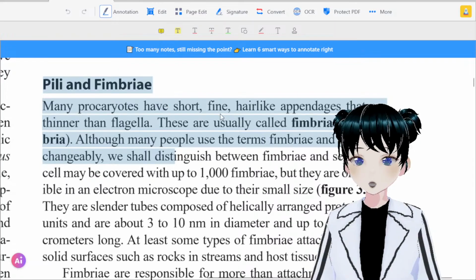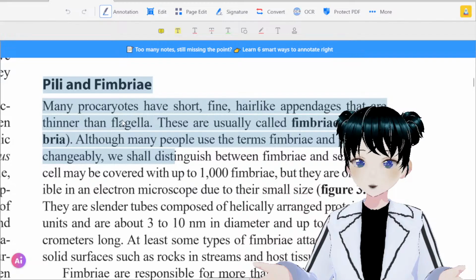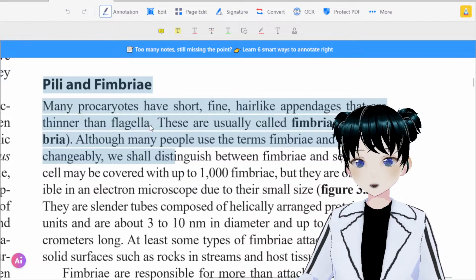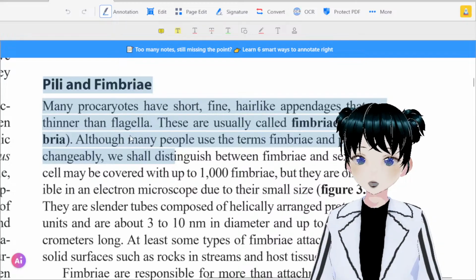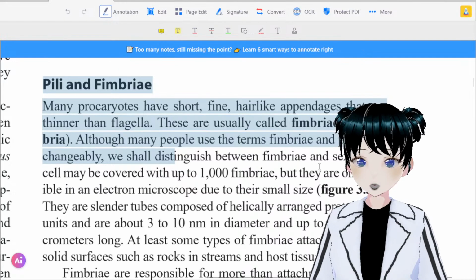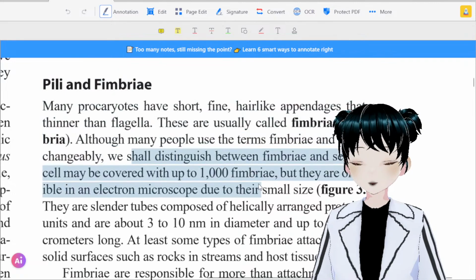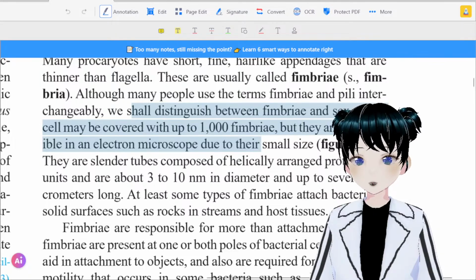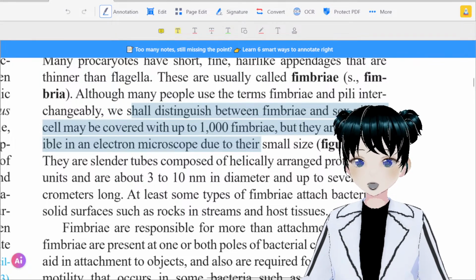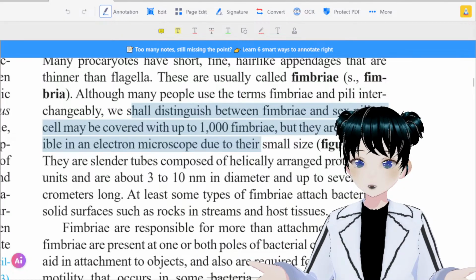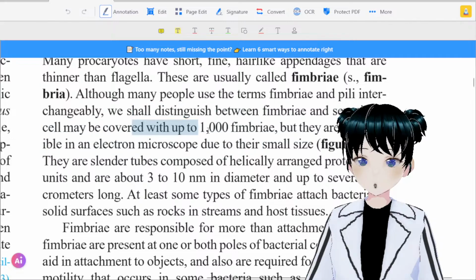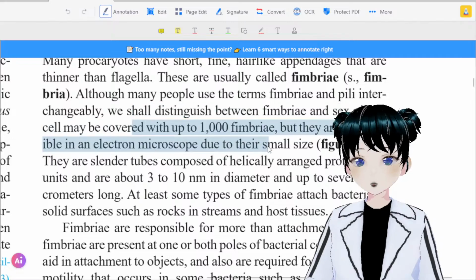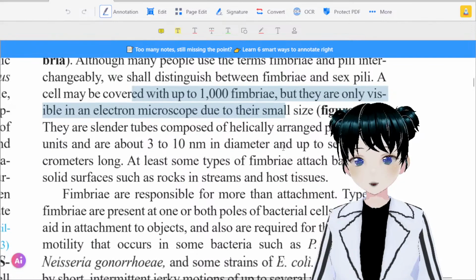Many prokaryotes have short, fine hair-like appendages that are thinner than flagella. Of course, flagella are large in diameter and long in length. These are usually called fimbriae. Fimbria is the singular. Although many people use the terms fimbria and pili interchangeably, we shall distinguish between the fimbria and sex pili. It's not like that, but mostly pili usually act as sex pili, so that's why they are differentiating between these. Now, a cell may be covered with up to 1,000 fimbriae, but they are only visible in the electron microscope because of their extremely small size.